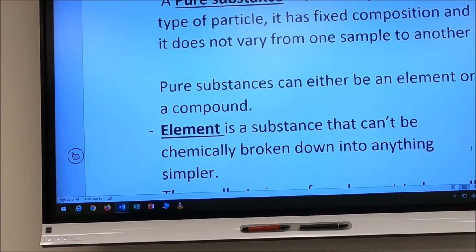A pure substance is made up of one and only one type of particle. It has a fixed composition and it does not vary from one sample to another. Pure substances can either be elements or compounds. An element is a substance that can't be chemically broken down into anything simpler.